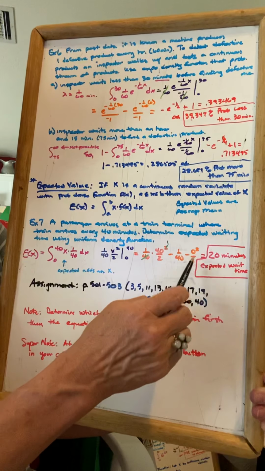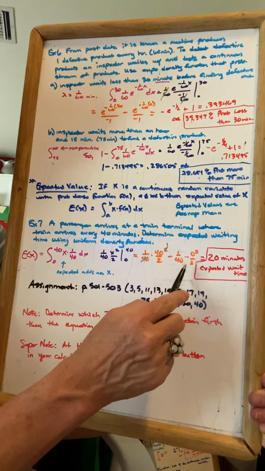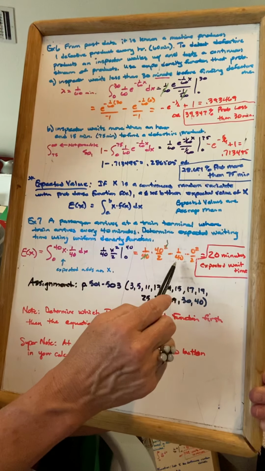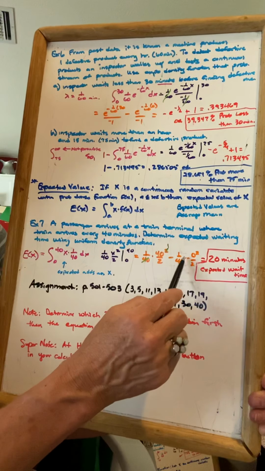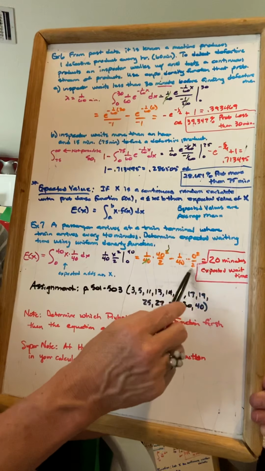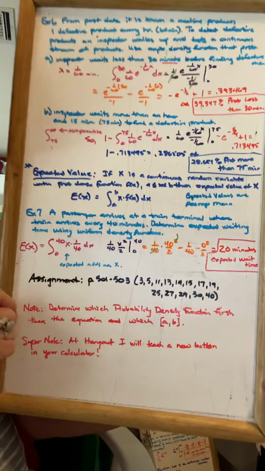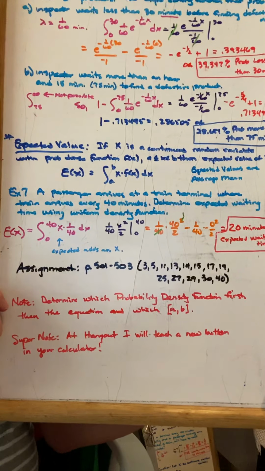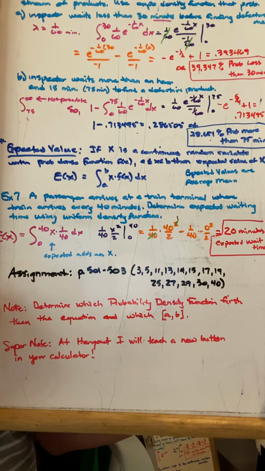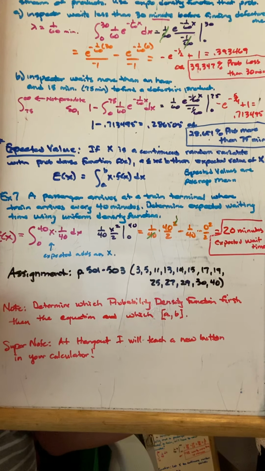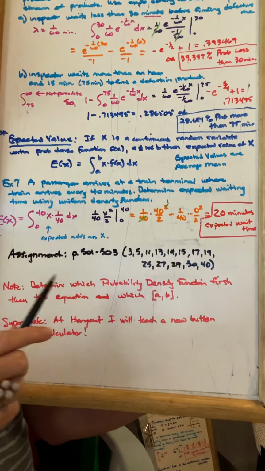This should be in parentheses. Excuse me, I didn't have the parentheses around there. Okay, and I'm going to get 40 over 2, which is 20, minus 0, because that's the quantity there. So my answer is 20 minutes expected wait time. So for expected wait time, you multiply the function times x. So anytime you see the word expected in the word problem, you're going to multiply whatever function they give you times x.